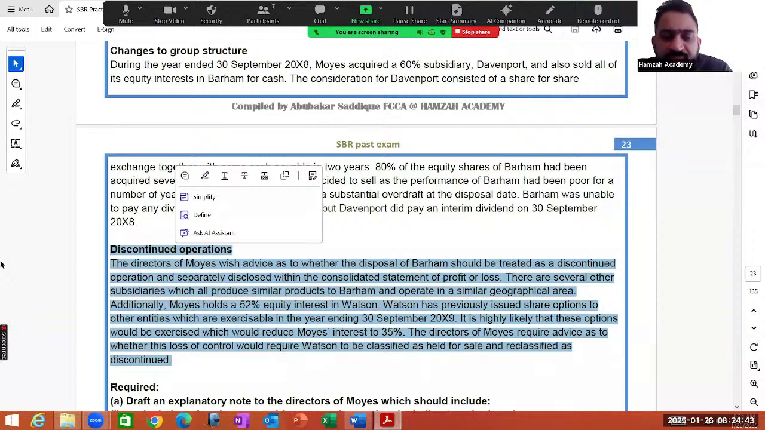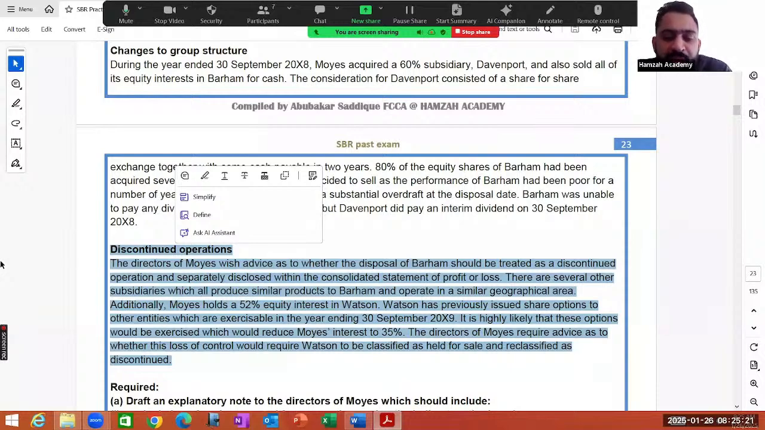Now, the directors of M wish advice as to whether the disposal of B should be treated as a discontinued operation and separately disclosed within the consolidated profit or loss. There are several other subsidiaries which all produce similar products to Barham and operate in a similar geographical area.